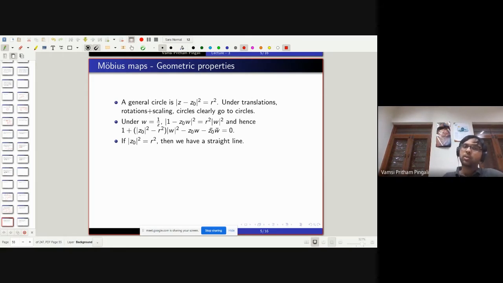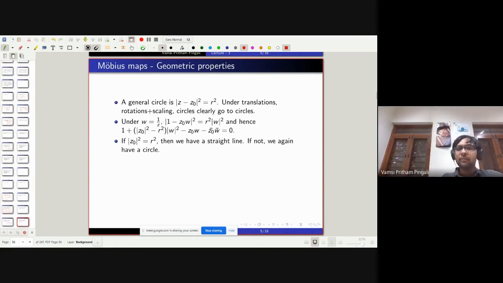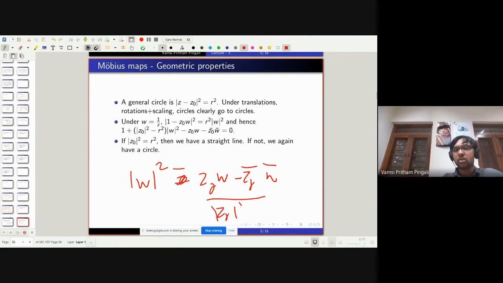So if mod Z naught square equals R square, then this term goes away. Then you'll see that this is the case, and by what we just discussed, this is precisely the equation of a straight line. If not, we again have a circle, and the easiest way of seeing these things is you divide this beast by mod Z naught square minus R square. You write it as 0, and you complete the square.